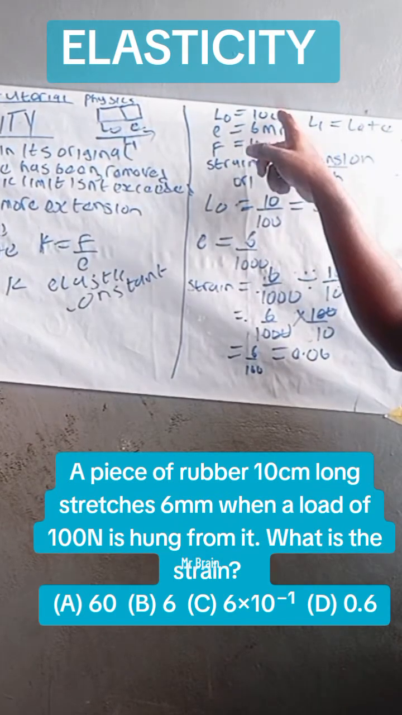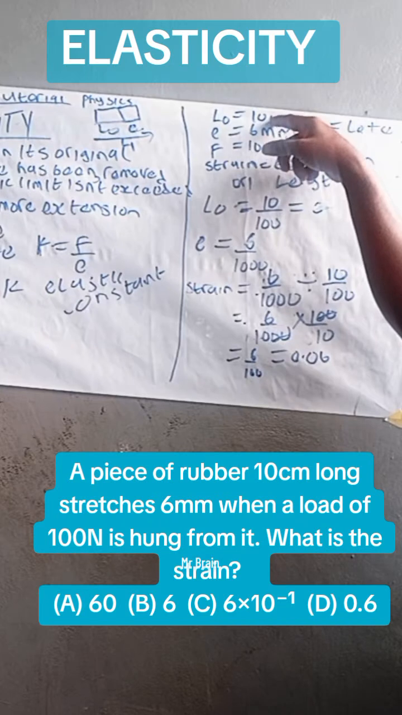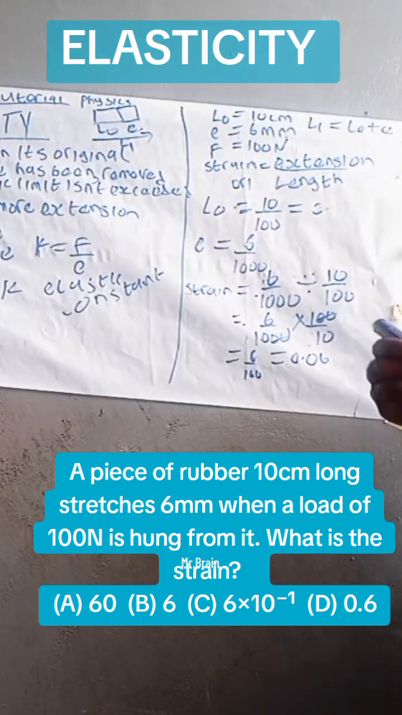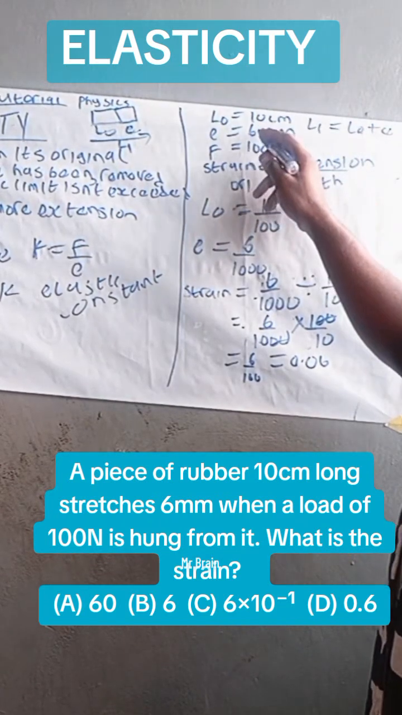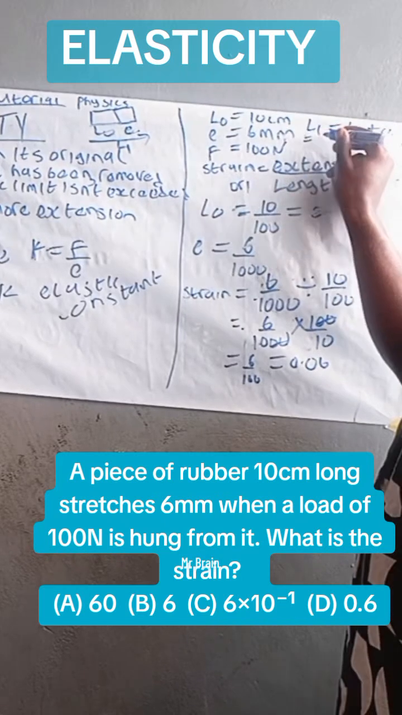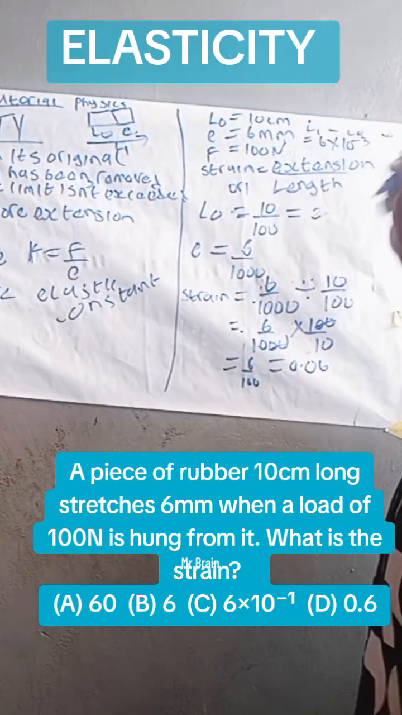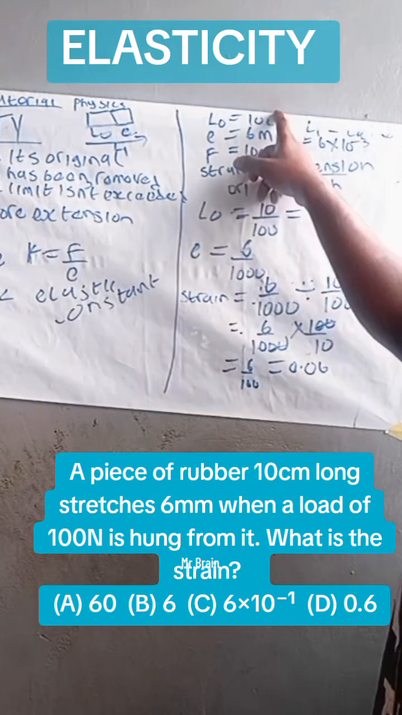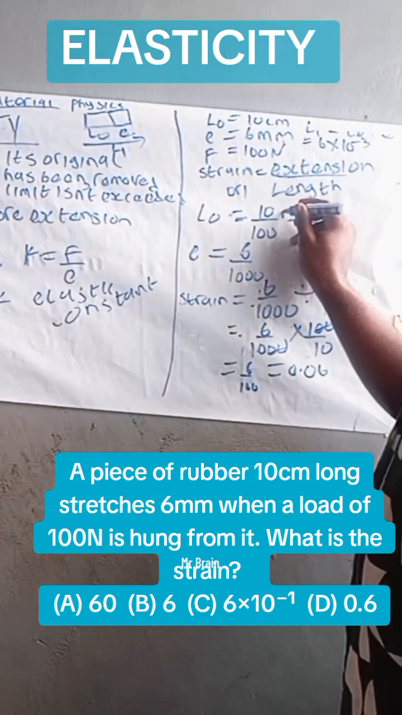What is the extension? 6 millimeter. What is the original length? 10 centimeter. It's something you need to take note of: the units must be in the same unit. So I convert this to meter. If I convert 6 millimeter to meter, it becomes 6 times 10 raised to power minus 3, which is 6 over 1000. Then 10 centimeter is 10 over 100 meter.